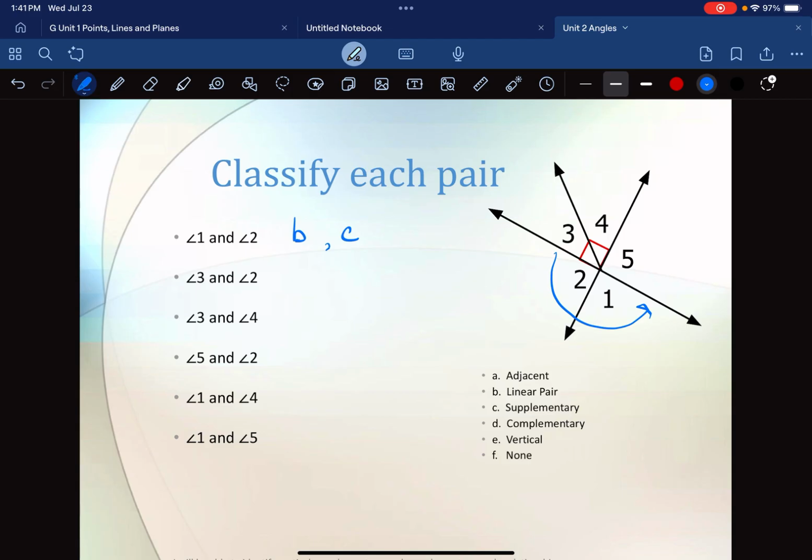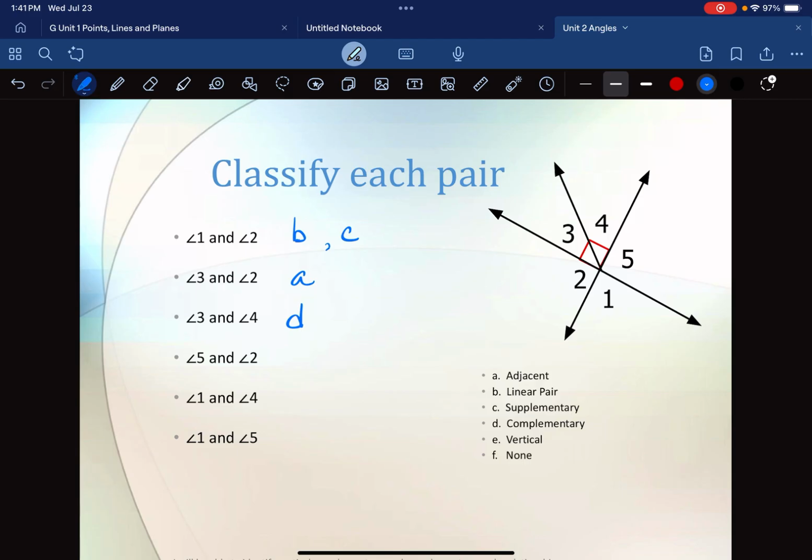Okay. 3 and 2. Well, 3 and 2, they're just adjacent. They're next to each other. They share a common side. They don't make a linear pair. They're not supplementary. They're not complementary. They're not vertical. So I would say they're just adjacent. 3 and 4, well, that pair, they're adjacent, and they are actually the two angles that make up the right angle, which makes them complementary. So that would be D for that pair.